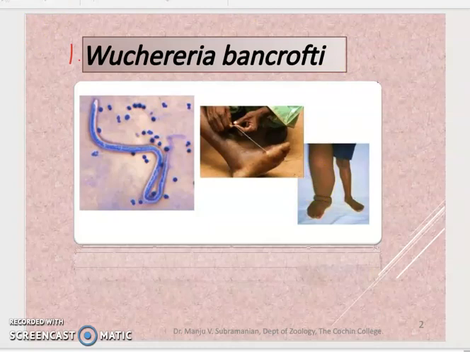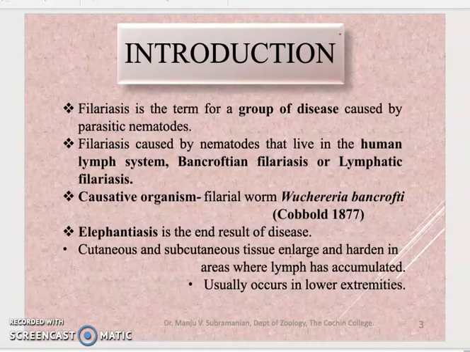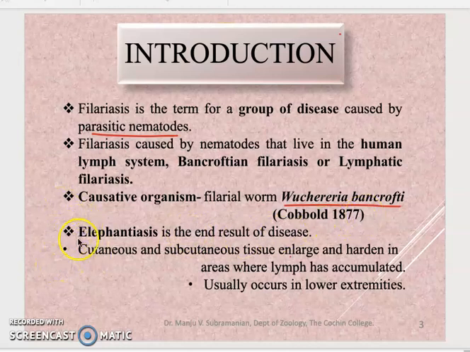Okay, so it's a serious disease, and filariasis is a term for a group of diseases caused by these parasitic nematodes. This filariasis is caused by the nematodes that live in the human lymphatic system, and they produce lymphatic filariasis. The causative organism, the filarial worm, is Wuchereria bancrofti, and if unnoticed, it can lead to elephantiasis, which is the end result of this disease. So that's some part of the epidemiology that we discussed.